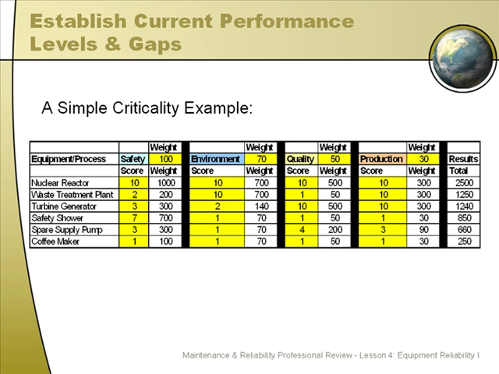Now here's where the weights come into play. The weight is calculated against the score that we just gave it in the safety score column, for instance, the environmental score, quality and production scores. So let's take a look at safety. The nuclear reactor was scored at a 10, multiplied times the weight gives you a raw score for criticality of 1,000. That same kind of math goes across the spreadsheet in each category. So you'll see that under environment it scored a 700, a 500 under quality, and a 300 under production. The sum of those four scores is shown on the far right under results total, and the score for the nuclear reactor under raw criticality total is 2,500.